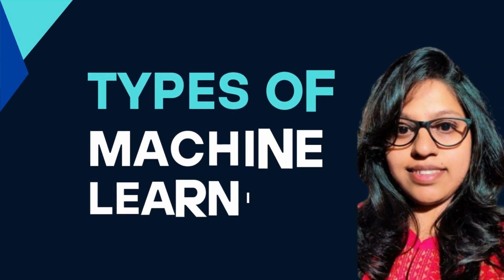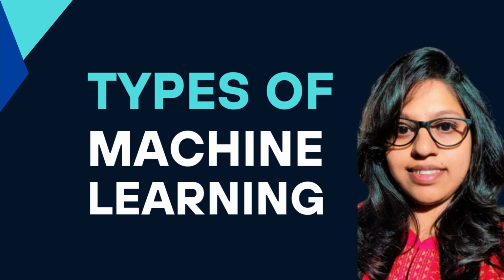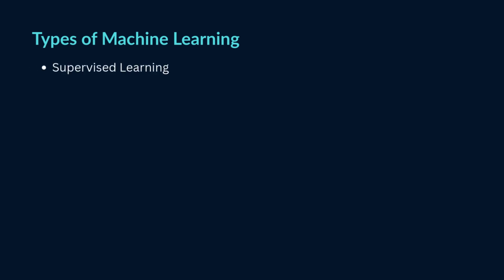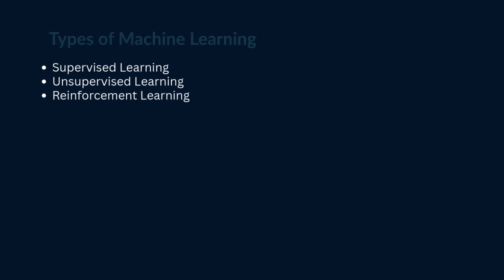Types of machine learning. Machine learning comes in different forms, each with its own goals and methods. Understanding the main types of machine learning is essential because it helps you choose the right approach for solving a particular problem. In this section we will discuss the three primary types of machine learning: supervised learning, unsupervised learning, and reinforcement learning. First one is supervised learning.